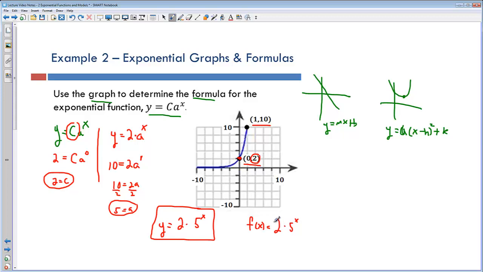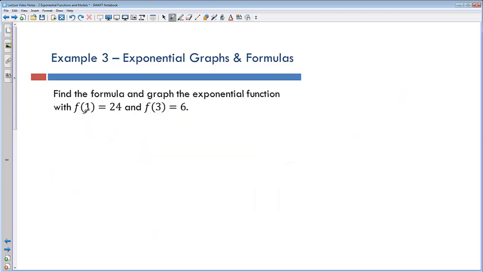All right, so let's look at another example. It's a little bit harder, right? This one wasn't so bad because it actually gave you the initial value. Let's look at an example now where they don't give you the initial value. So here we want to find the formula and graph the exponential function with f of 1 equal to 24 and f of 3 equal to 6.